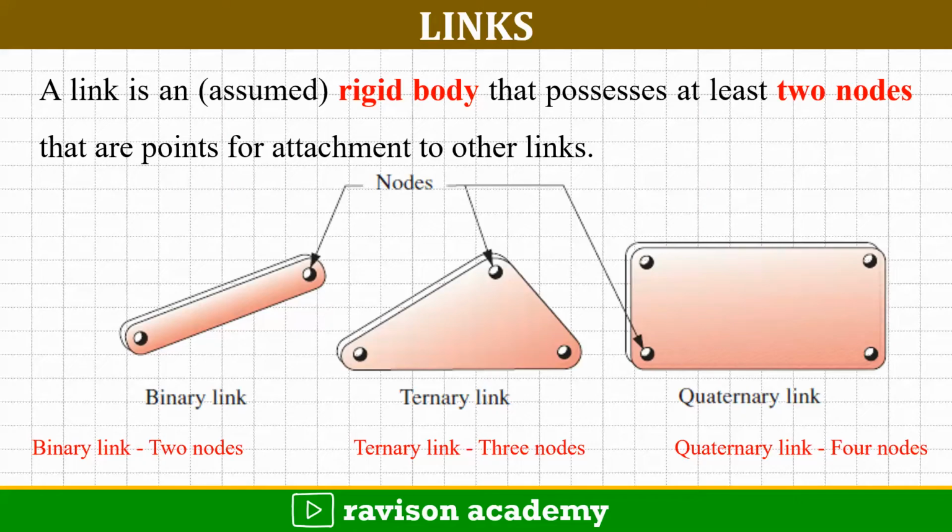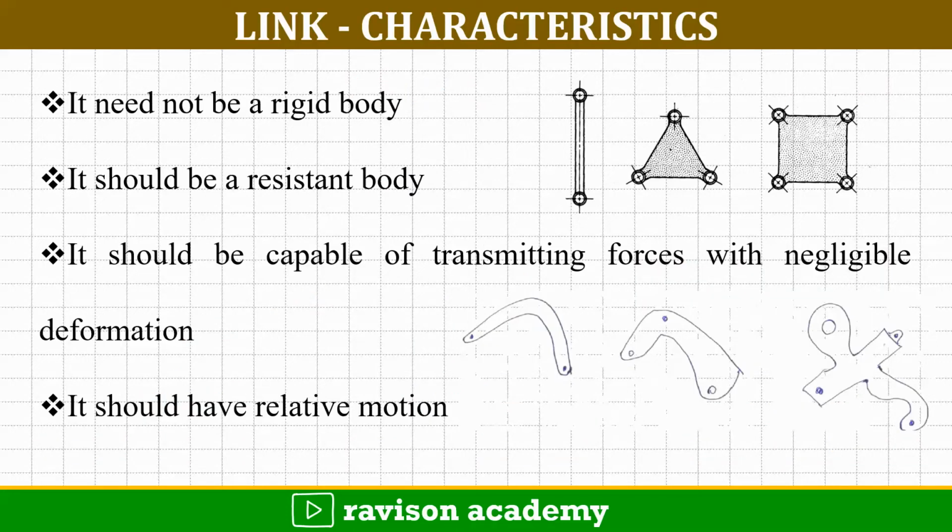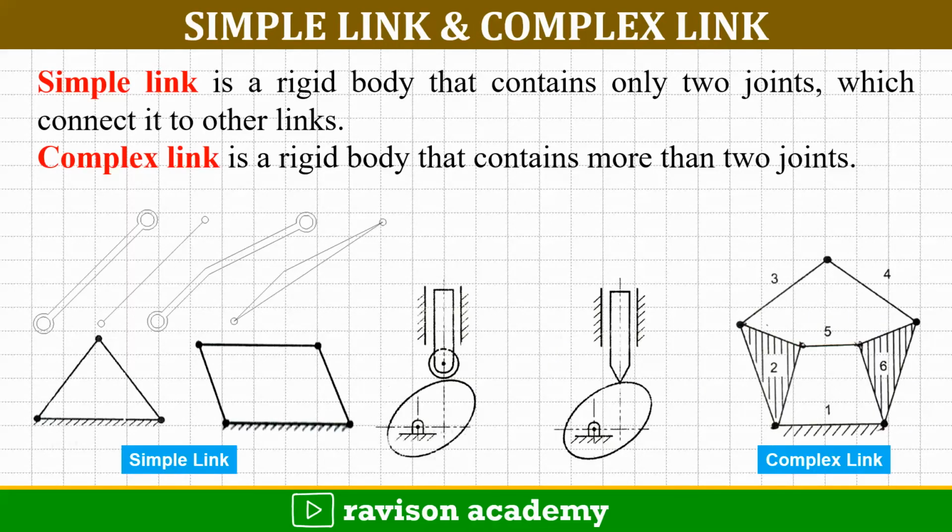When the link has two connection points, we call it a binary link, a link with three connection points we call a ternary link, and a link with four connection points or four nodes we call a quaternary link. The characteristics of links are: a link need not be a rigid body, but it should be a resistant body that is capable of transmitting the forces without negligible deformation, and it should have relative motion between each other. A link with two connection points we call a simple link, and a link with more than two connection points we call a complex link.